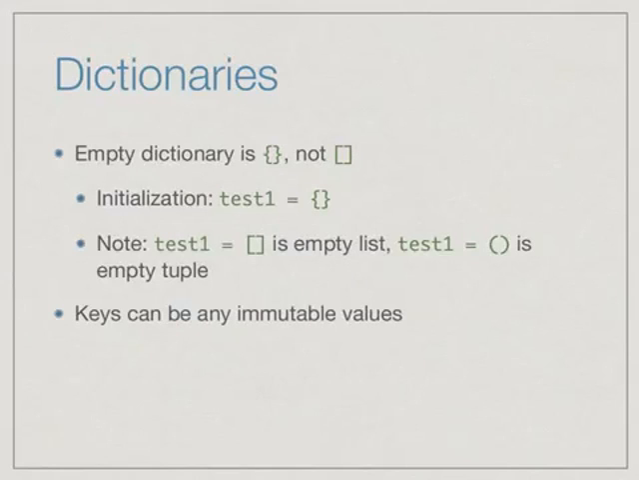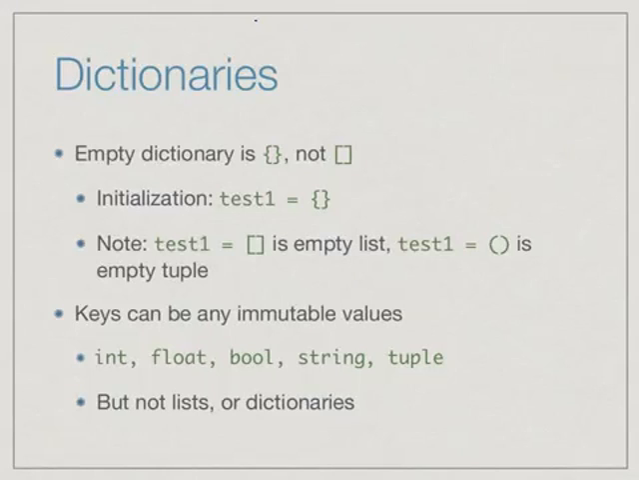So once again, for a dictionary, the key can be any immutable value. That means your key could be an integer, it could be a float, it could be a bool, it could be a string, it could be a tuple. What it cannot be is a list or a dictionary. So we can't have a value indexed by a list itself or by a dictionary.